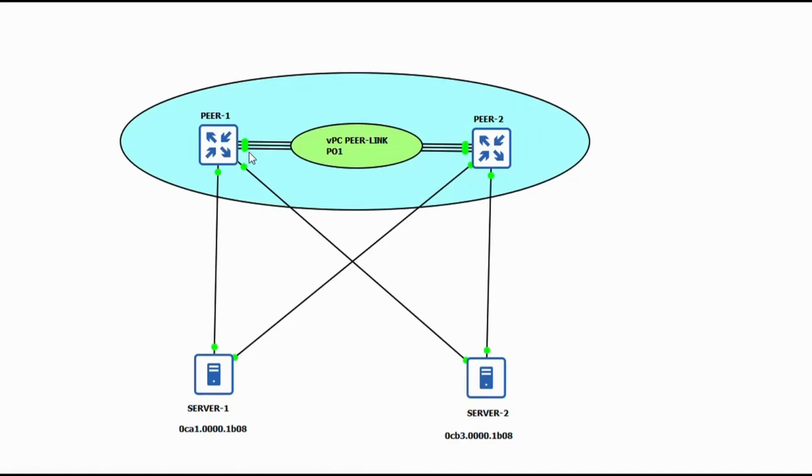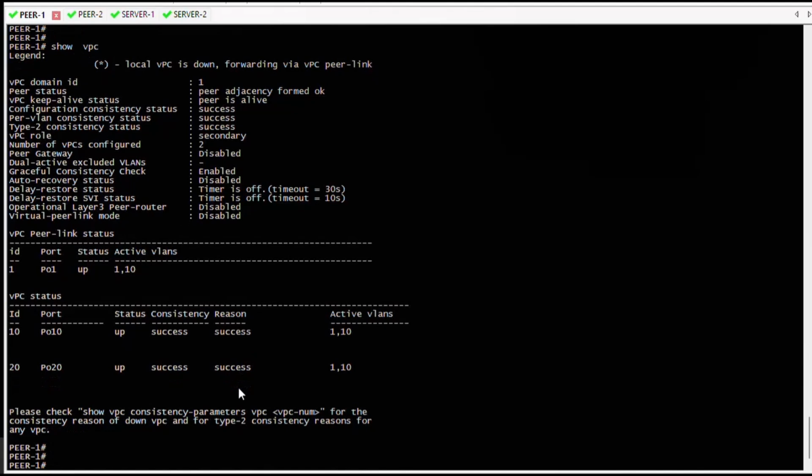So in our setup, we have the VPC peers peer 1 and peer 2 in our VPC domain, and these ports going downstream to the servers are in our VPC. So we have the ports going down to server 1 in VPC 10 and the ports going down to server 2 in VPC 20 from the VPC peers point of view. And from the server's point of view, these ports are configured as part of port channel 1 towards the upstream switches. So now let's check the VPC state on peer 1 and peer 2.